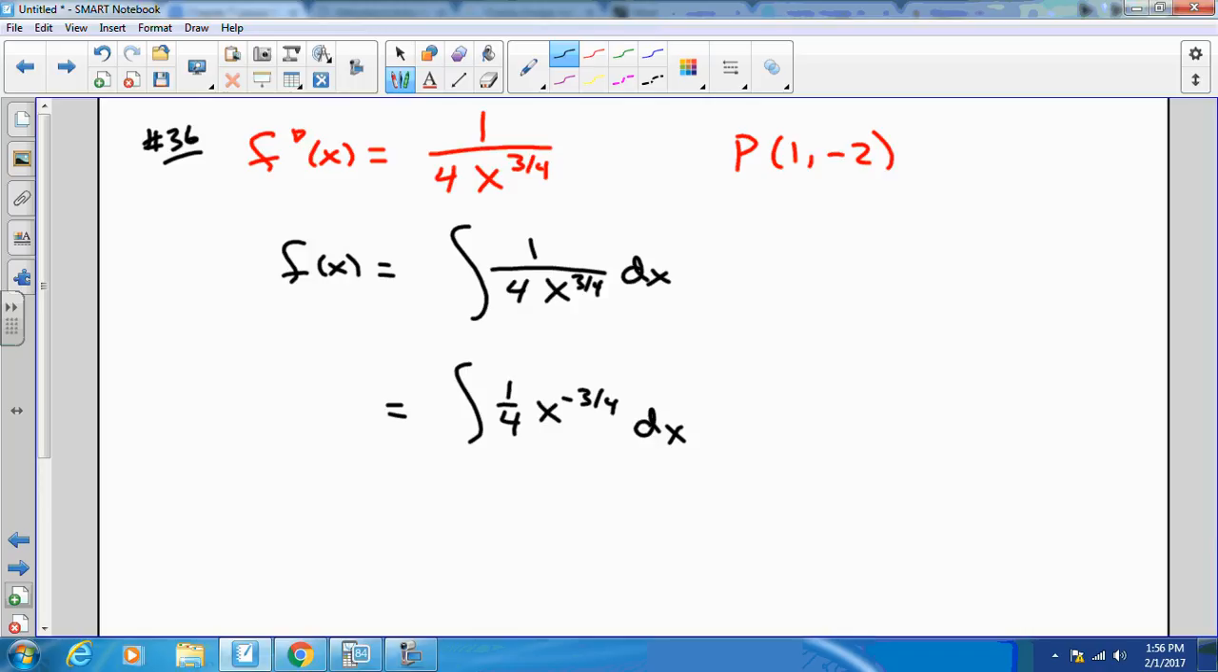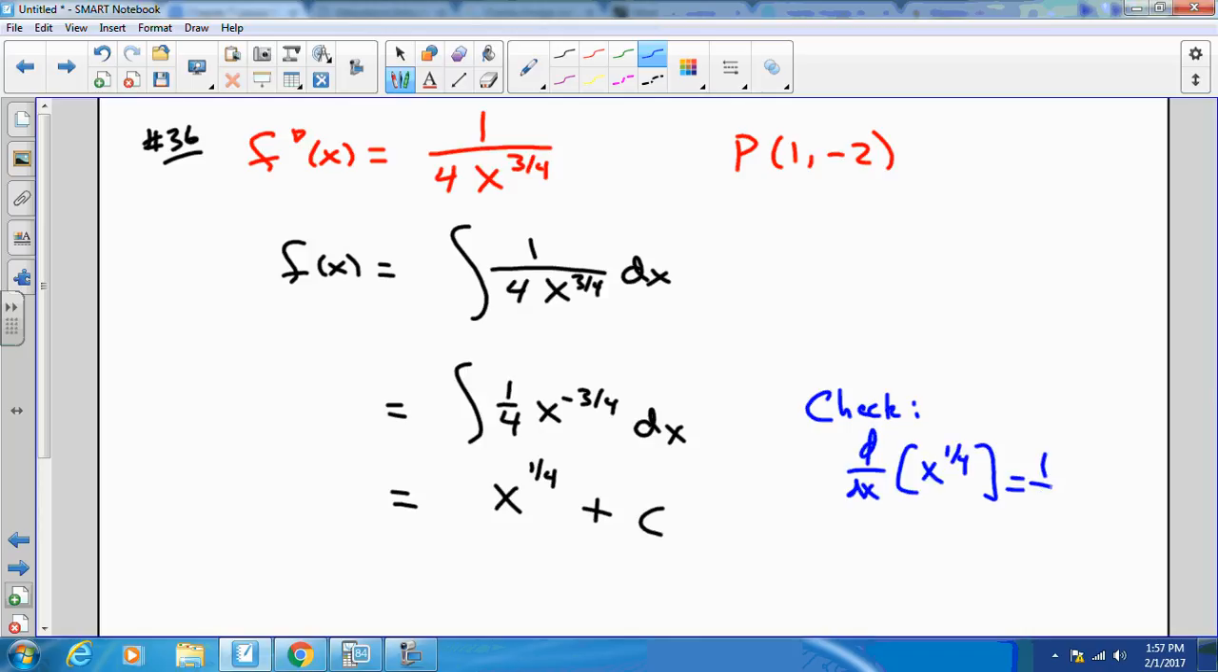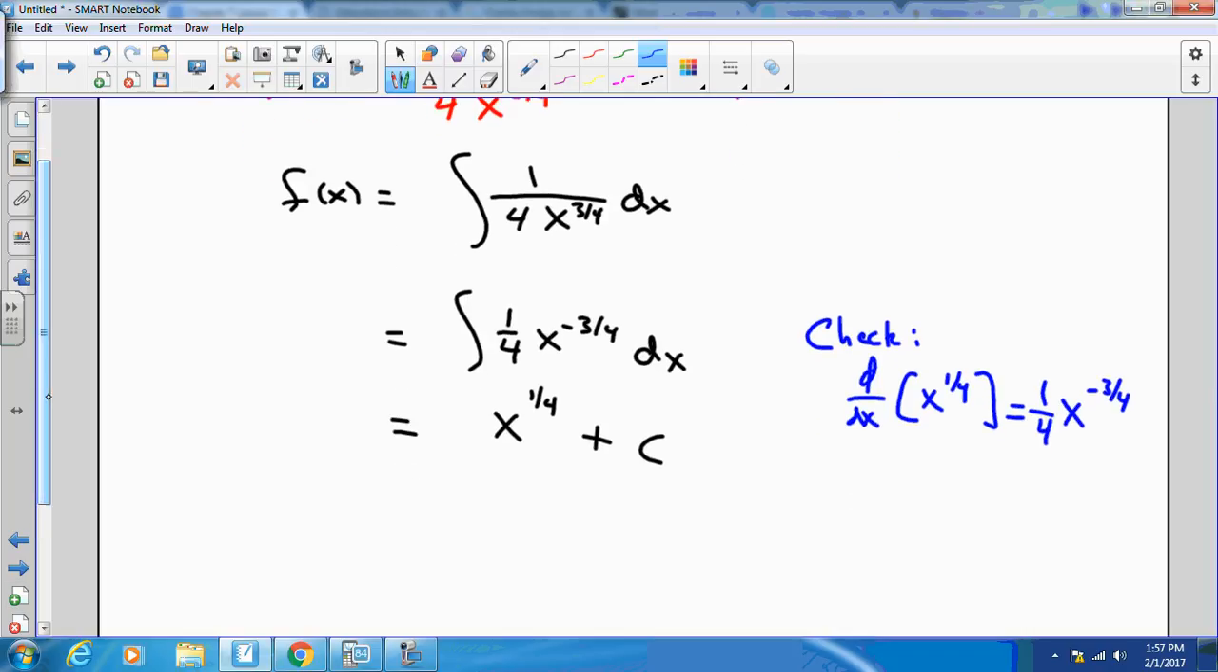And so now I look at this and I wonder, can I find a function whose derivative is x to the negative 3/4 power? Yes, indeed. So I take as a guess x to the 1/4 plus the obligatory constant c. And when I check it, the derivative of x to the 1/4 is exactly what I hoped it would be: 1/4 times x to the minus 3/4. Yay! They kind of set it up for me like that.